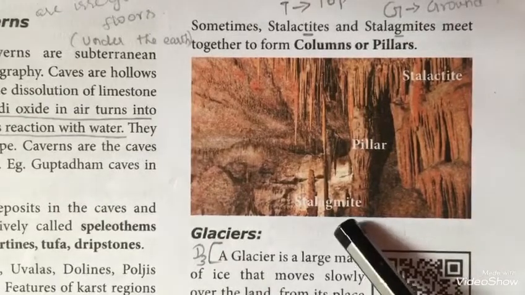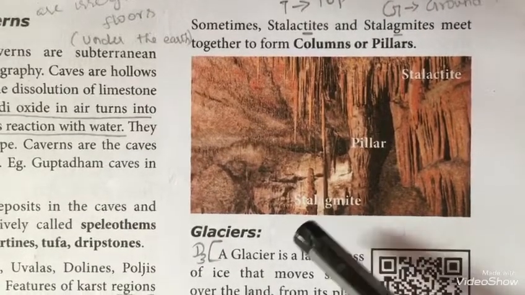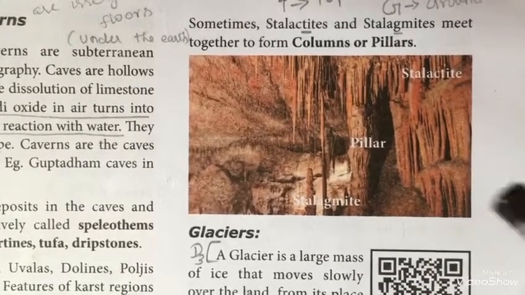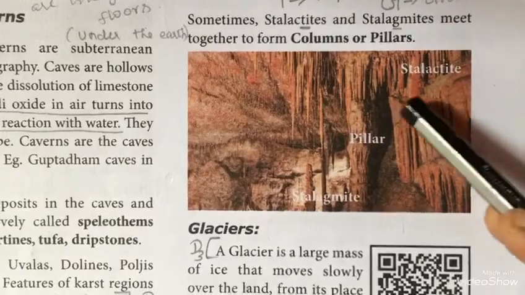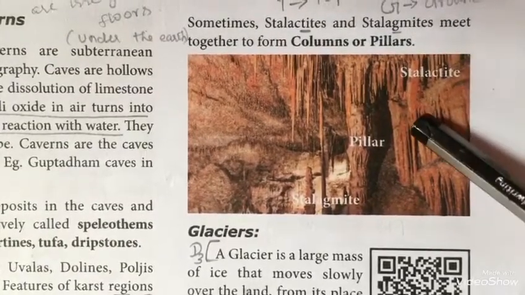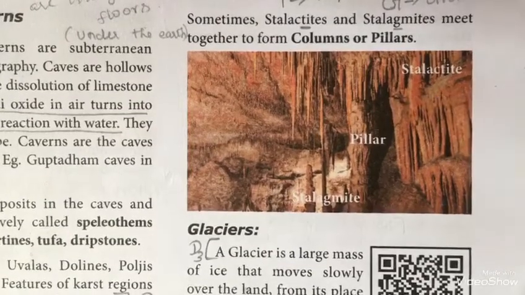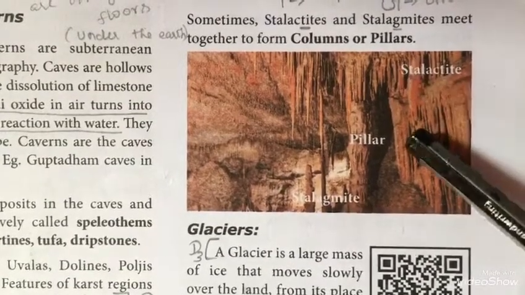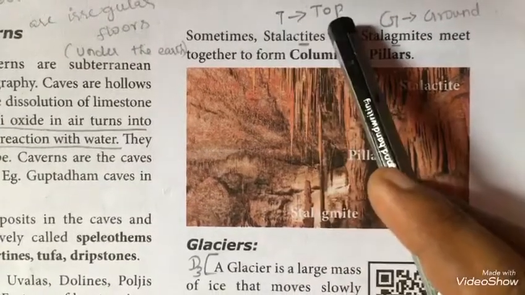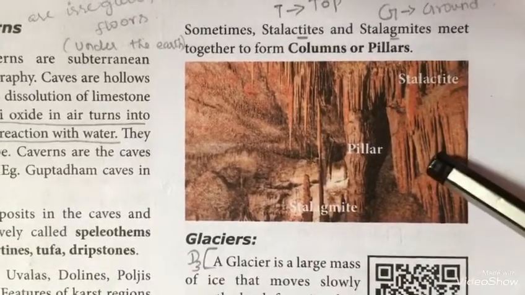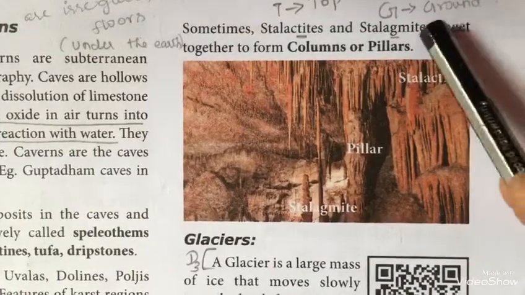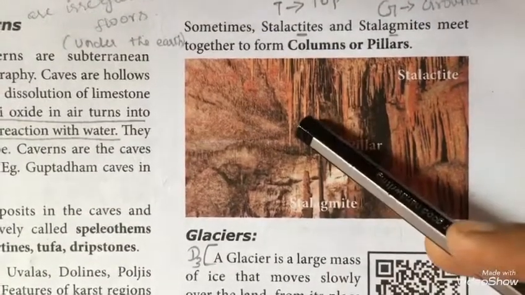When the calcite deposits on the ground and rises upward, this is known as stalagmite. To remember it easily, stalactite means the water which contains the calcite drips from the ceiling, the water evaporates and the calcite hangs. See here, T is here, no? T means top, so from top to bottom. And stalagmite, G is here, no? That is ground, from ground upward. Clear?